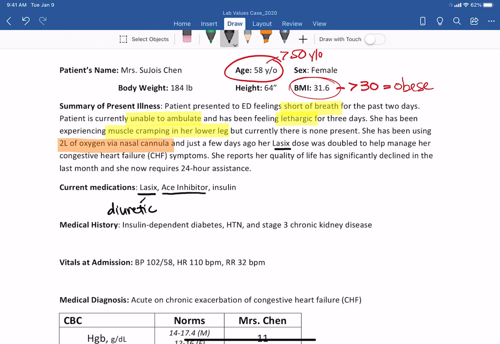An ACE inhibitor. An ACE inhibitor is a drug that blocks the actions of the renin-angiotensin system. Okay, so an ACE inhibitor, if you're blocking the angiotensin system, this would be an antihypertensive drug.